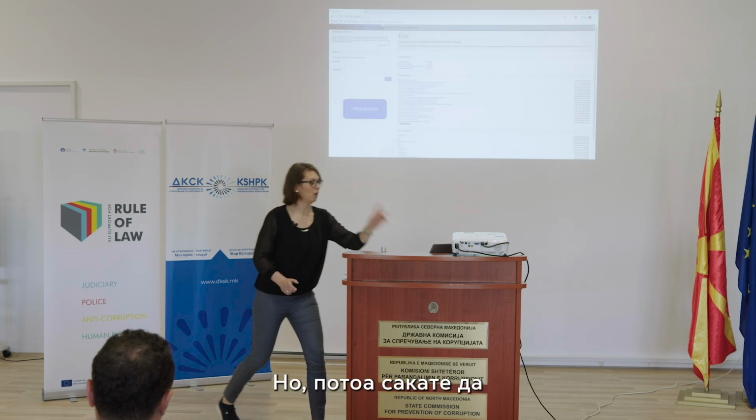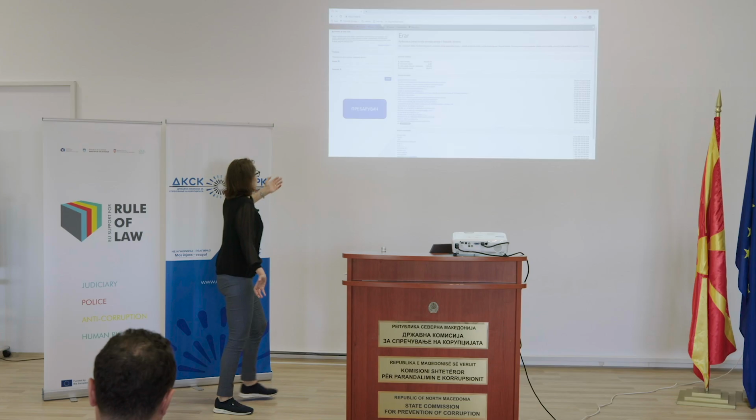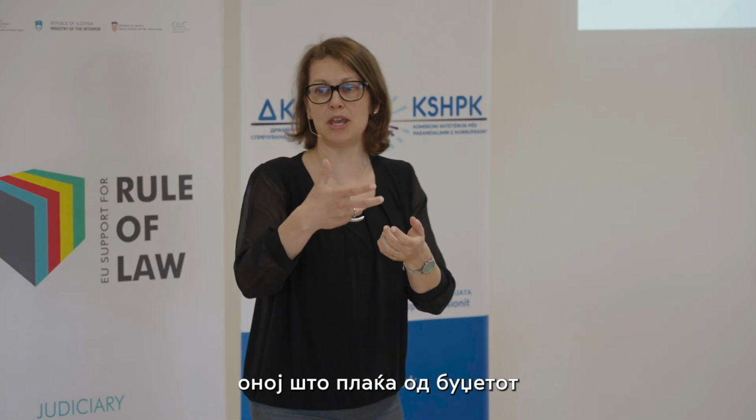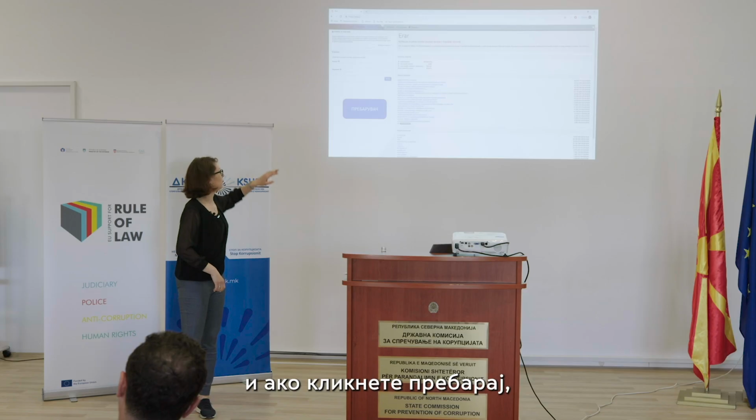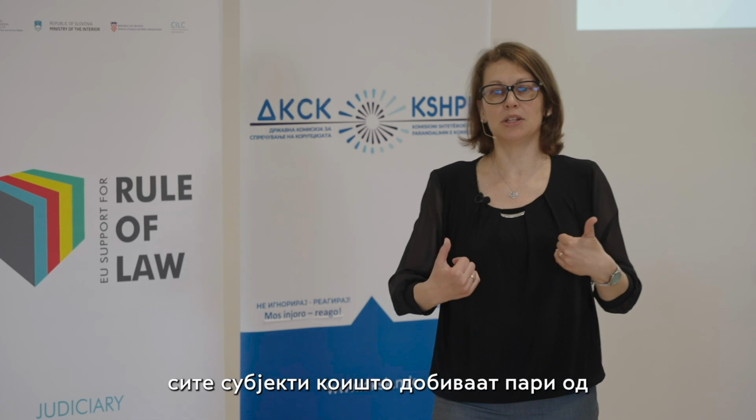But then you want to search, and you're interested, let's say, in the commission and what the commission is paying for. And you would put here in the browser, the first bracket is plaćnik, which means the budget user, the one that is paying from the budget. And you would insert there the Commission for the Prevention of Corruption. And if you clicked search, you would get all the entities that are receiving money from the Commission for the Prevention of Corruption as of 2003 onwards.